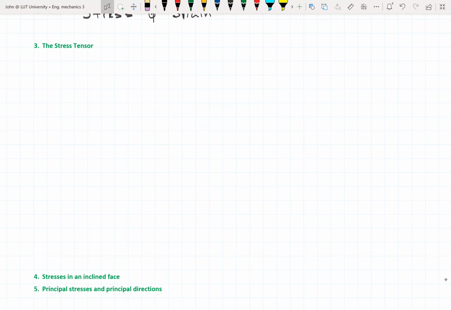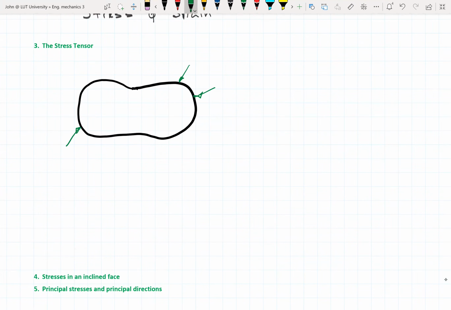So let's imagine a body. I'm going to try to draw a peanut-like body here. And this body is going to be subjected to external forces. It doesn't matter now how these forces are applied or what is causing these forces. The important thing to consider here is that the body is under external forces.